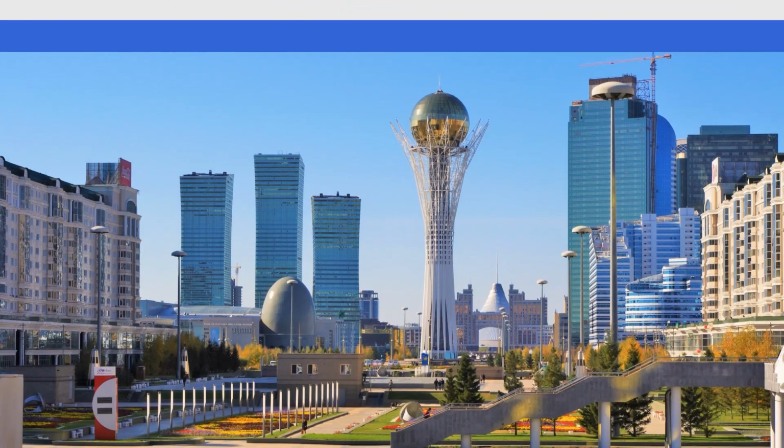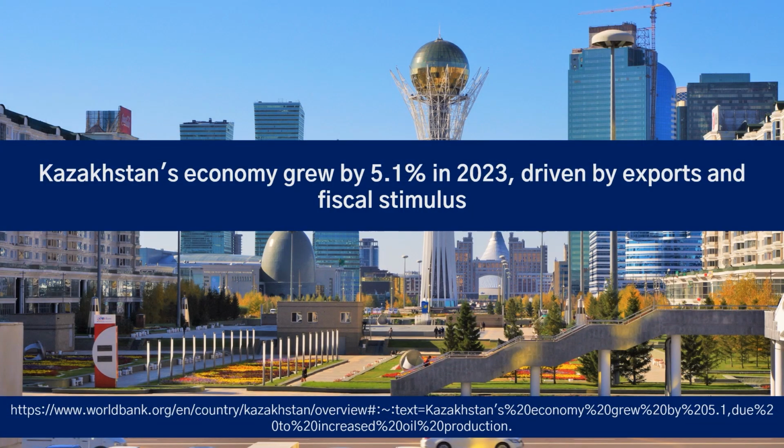The GDP growth rate may vary across the countries due to differences in resources, policies, and economic conditions. For example, Kazakhstan's economy grew by 5.1% in 2023 due to increased oil production and fiscal stimulus. However, some countries experienced negative growth due to recessions or crises.